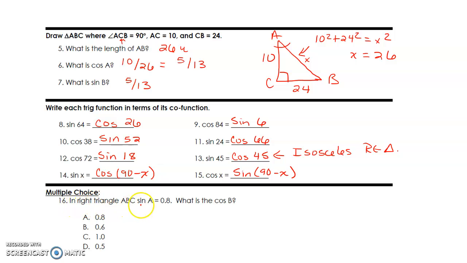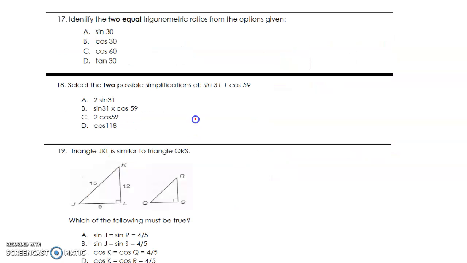In right triangle ABC, sine of A is 0.8. Well, the sine of A is equal to the cosine of the other acute angle, so this would also be the same value. Find two equal trigonometric ratios from the options given.